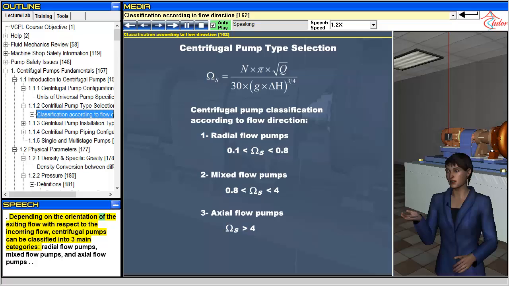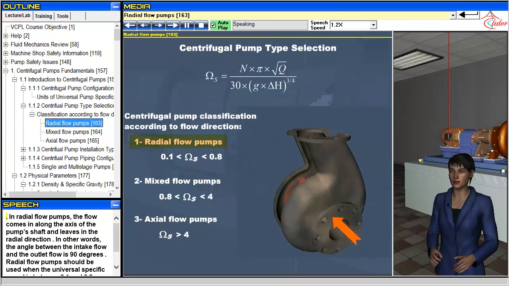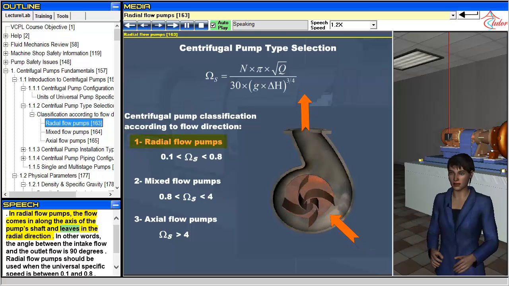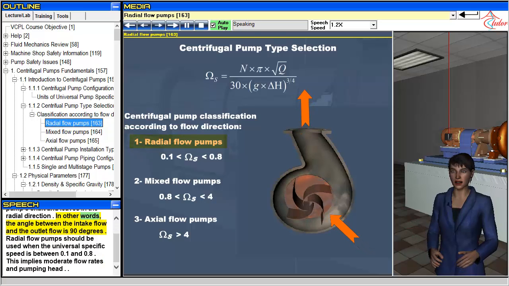Depending on the orientation of the exiting flow with respect to the incoming flow, centrifugal pumps can be classified into three main categories: radial flow pumps, mixed flow pumps, and axial flow pumps. In radial flow pumps, the flow comes in along the axis of the pump's shaft and leaves in the radial direction. In other words, the angle between the intake flow and the outlet flow is 90 degrees. Radial flow pumps should be used when the universal specific speed is between 0.1 and 0.8. This implies moderate flow rates and pumping head.